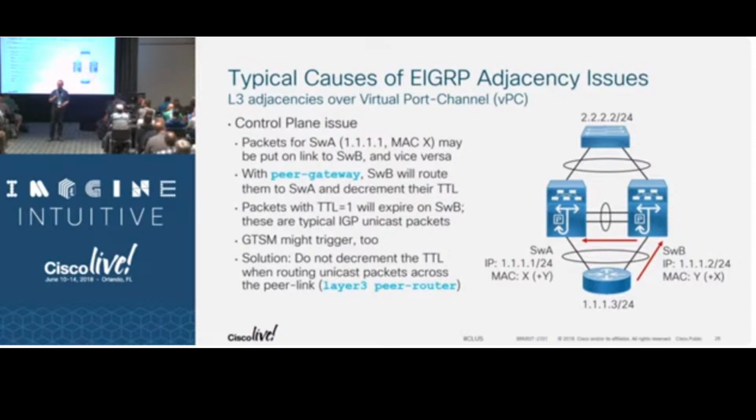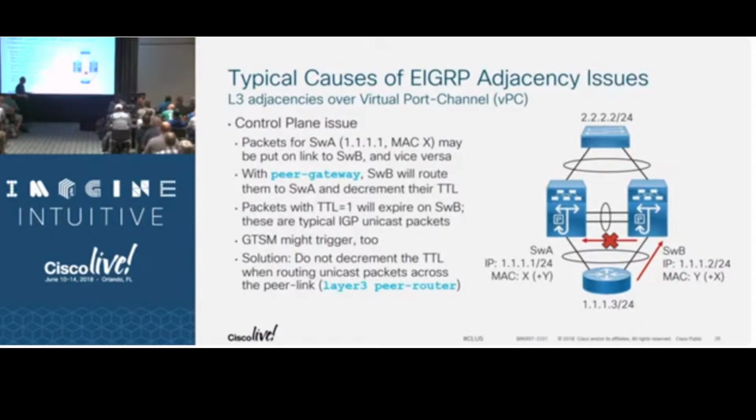If you have a generic TTL security mechanism sending packets with a TTL of 255, that one will trigger again. The packet will make it through, but the TTL will go down to 254, and the GTSM will not be happy. The solution here is to use a feature, again, we call layer 3 peer router, that essentially prevents the TTL from being decremented if the packets are being routed and forwarded across the peer link. This will essentially save you, but this feature hasn't been available all the time. You need quite a recent NX-OS and suitable line cards.